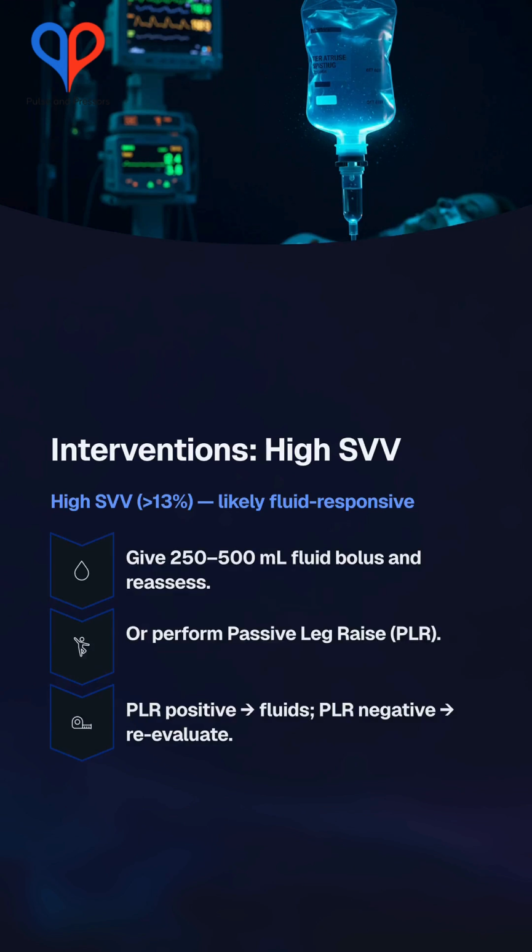If SVV is high, a fluid bolus is the physiology-directed next step, but do it intelligently. A 250 to 500 milliliters bolus is typical, then reassess stroke volume, or SVV. A passive leg raise is a great reversible test. It transiently increases venous return. If stroke volume rises, the patient is fluid responsive, and you can give fluids. If passive leg raise is negative, avoid fluids and search for other causes of hypotension.